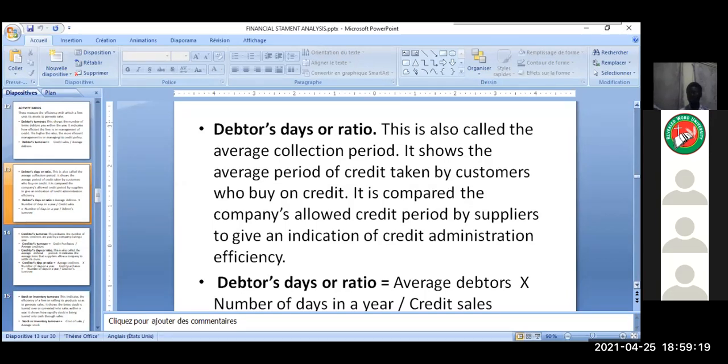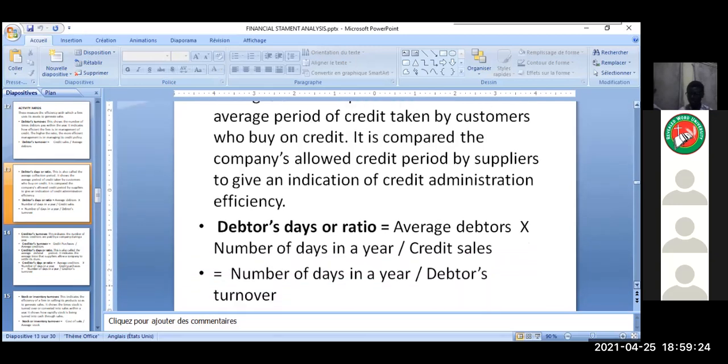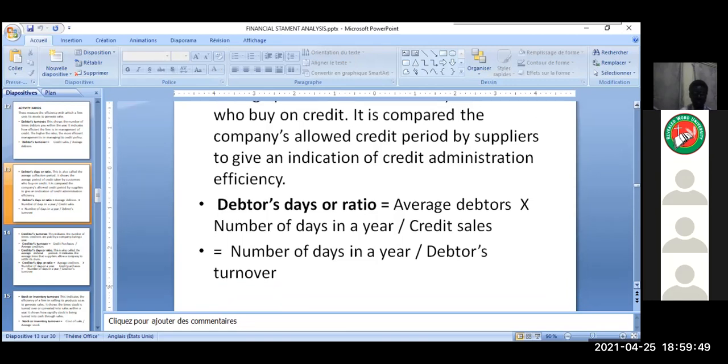Now the formula. We have average debtors, we know where to get debtors from in the financial statement, times number of days in a year. How many days do we have in the year? 365. So we times by 365 over credit sales, sales on credit. Okay? So then we get the debtors days ratio.